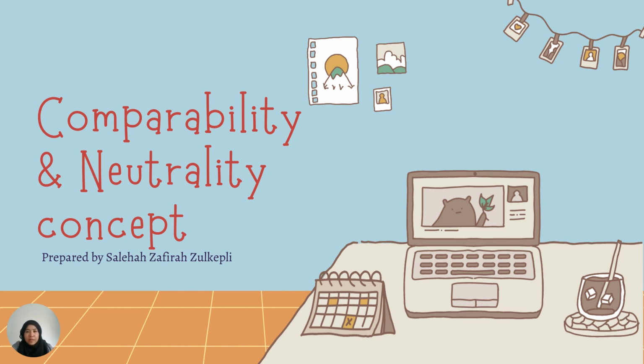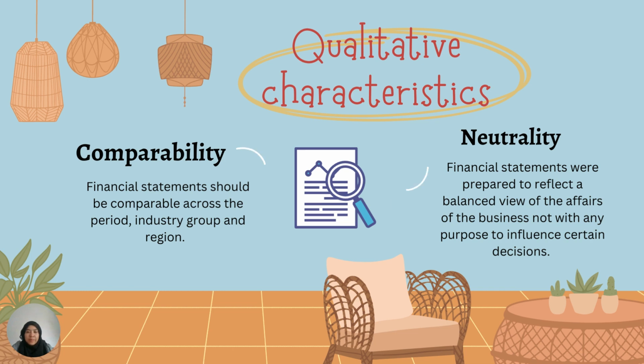So in this slide, I will explain to you the two characteristics in order for preparing the financial statement, which are the comparability and neutrality concept. So these two concepts are very important for preparing the financial statements in order to make useful financial statements for the users. So what are the comparability and neutrality?